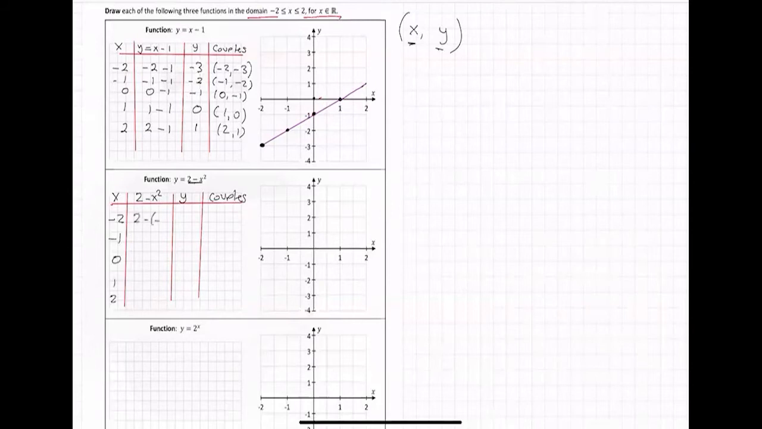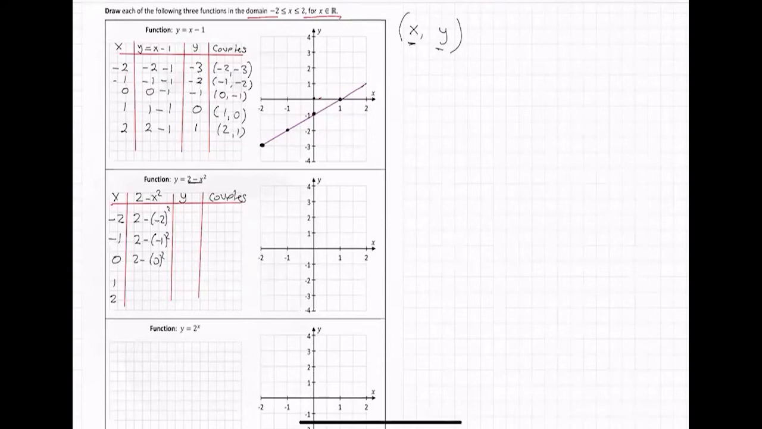2 minus -2 squared. You can see I left the minus here, that's important, and then -2 went into a bracket to be squared. 2 minus -1 squared, 2 minus 0 squared, and so on. Now you can do this on a calculator, and the steps are as follows.